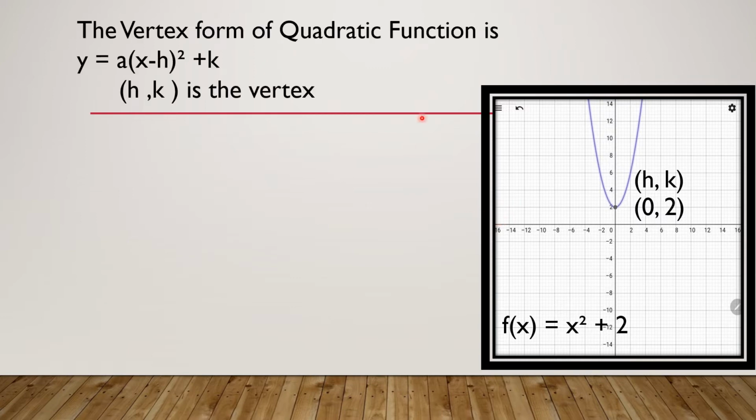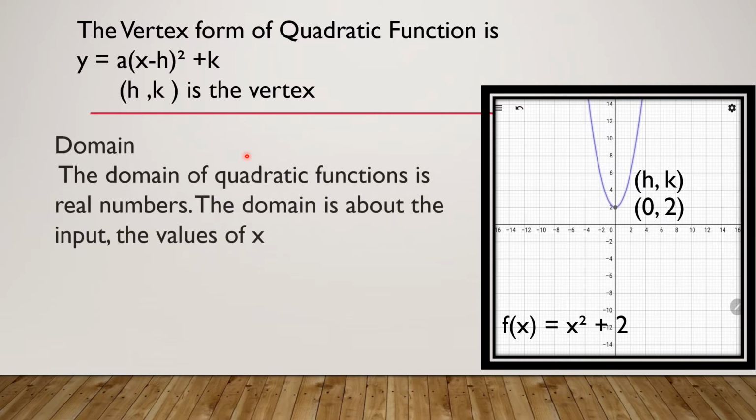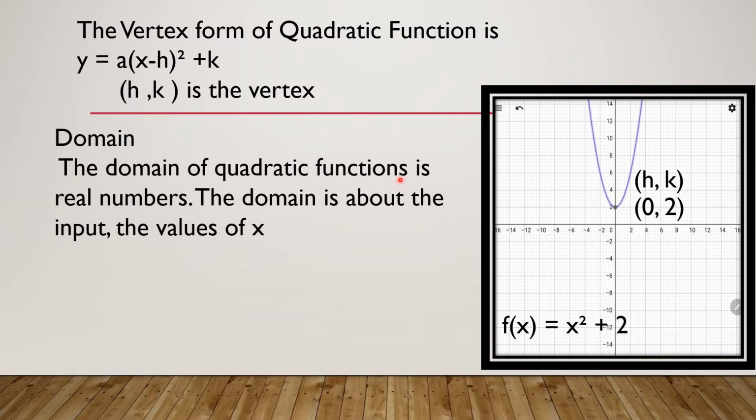Okay, so now, the vertex form of quadratic function is y is equal to a times quantity x minus h squared plus k. So ngayon, ang h na yan, yun yung vertex na value ng x at yung k naman, yun yung y. Okay? So now, the domain of quadratic functions is real numbers. Actually, all quadratic functions, their domain is always real numbers.